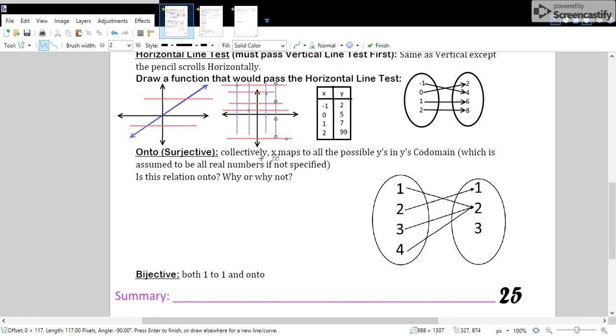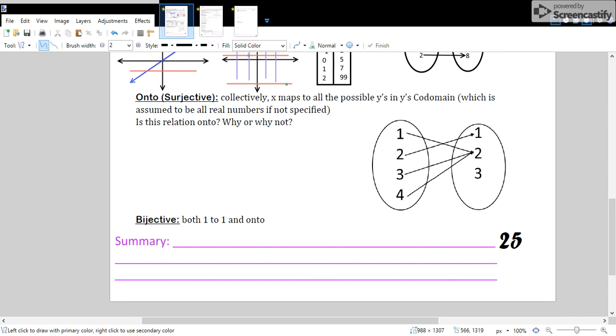On to surjective. Collectively, x maps to all possible y's in y's codomain, which is assumed to be all real numbers if it's not specified. Is this relation onto? Why or why not? It's not, because the 3 is not filled in. And bijective is both one-to-one and onto. This example from up here would be both one-to-one and onto. So go ahead and write a summary about page 25 at the bottom of your page.